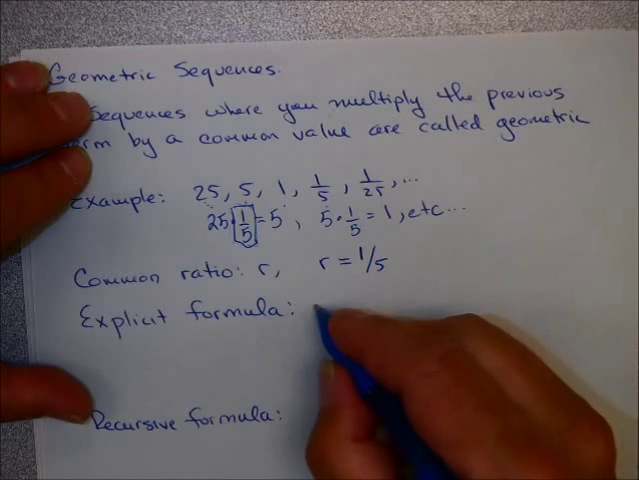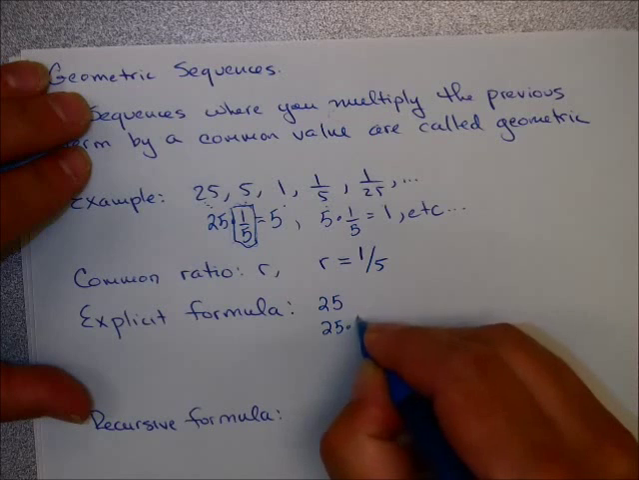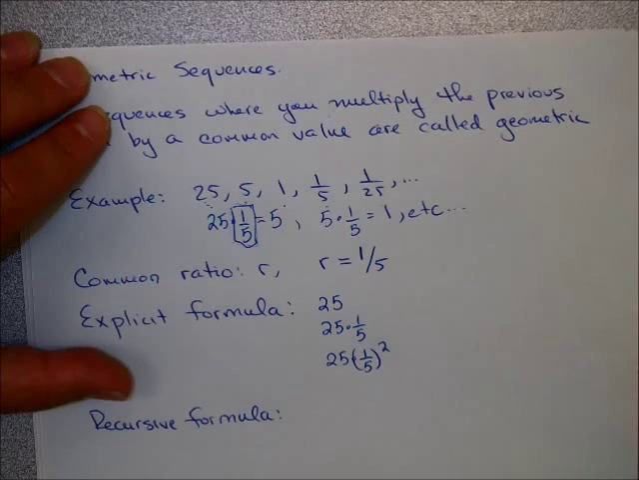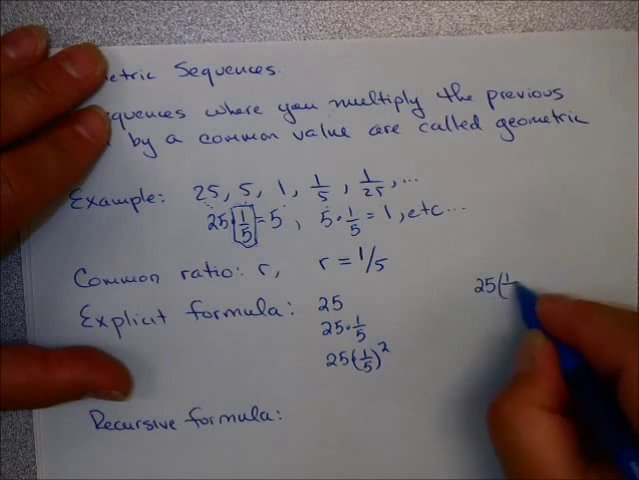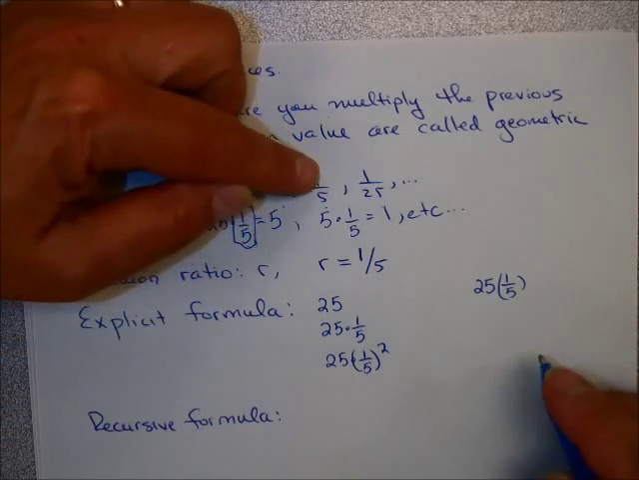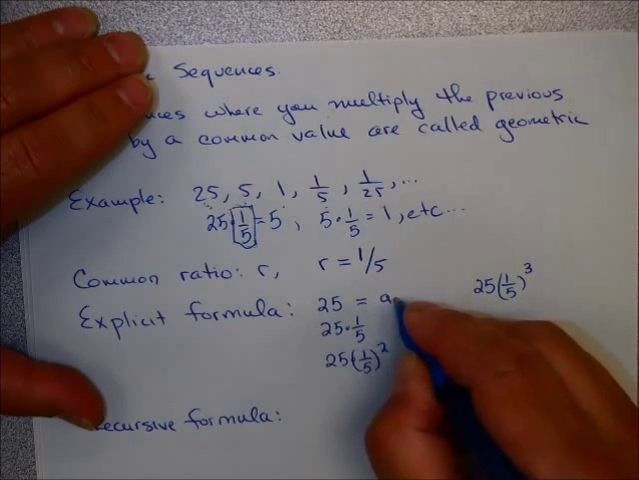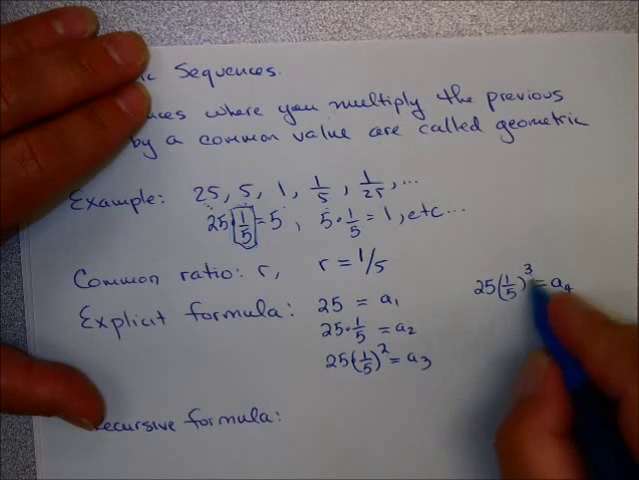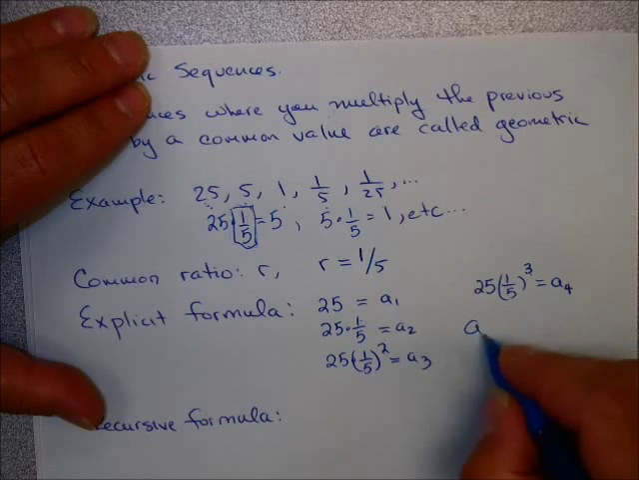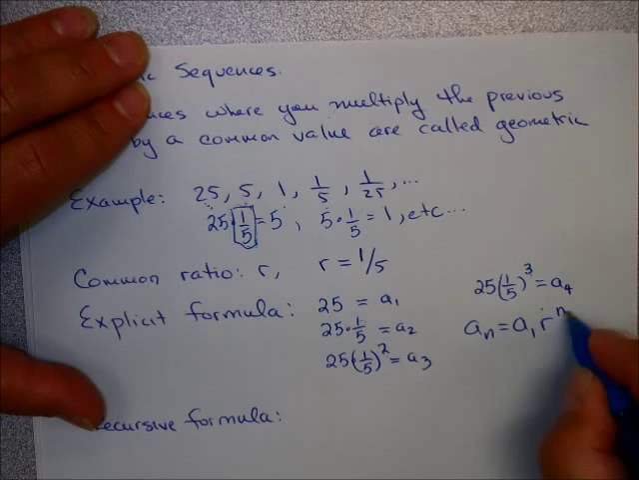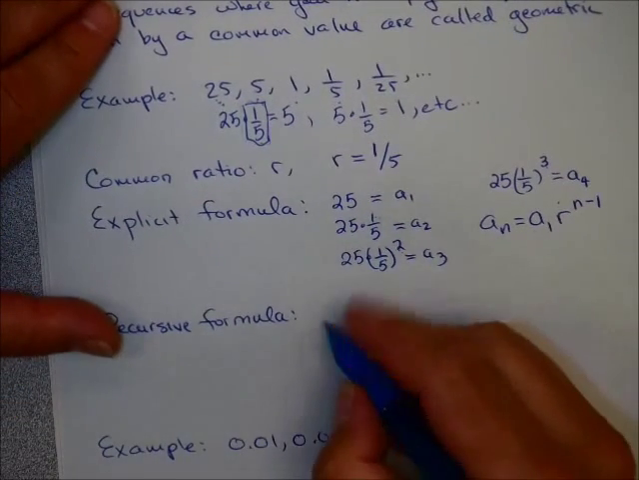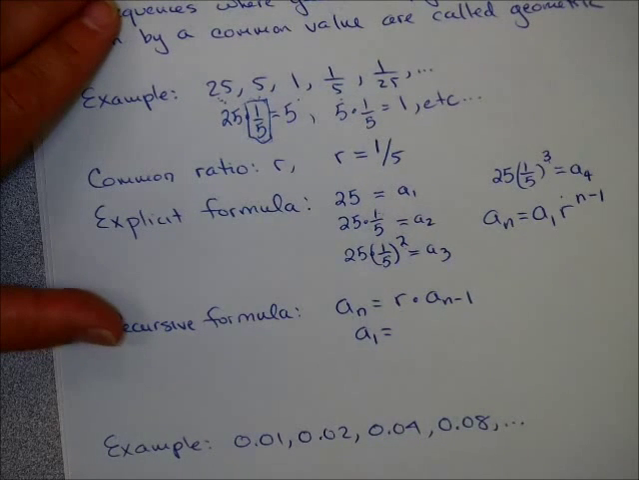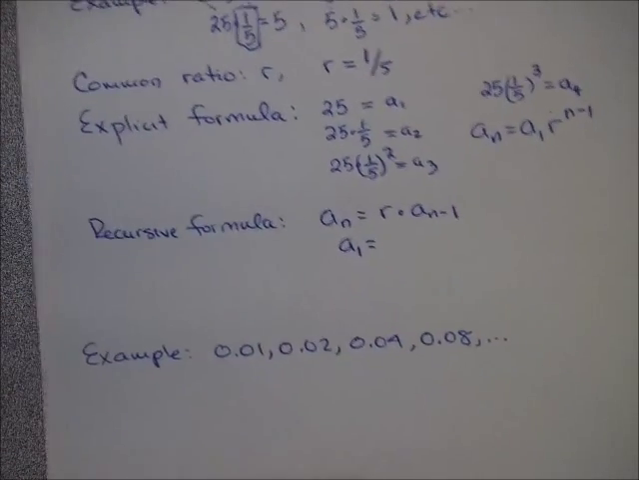Now, an explicit formula, if you think about this, we started with 25, and then we did 25 times 1/5 to get 5. And then to get 1, you do 25 times 1/5 times 1/5. Another way to say that is 1/5 squared. The next term is 25 times 1/5 to get 5 times 1/5 to get 1 times 1/5 to get the next one, which is the third. So this is my first term, my second term, my third term, my fourth term. The only thing changing here is this exponent, and you'll notice it's one less than this number n. So a sub n equals the first term times the common ratio to the n minus 1 power. A recursive formula is pretty simple. The nth term is the common ratio times the previous term, and the initial term you start with has to be given.